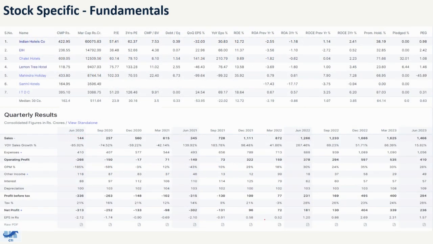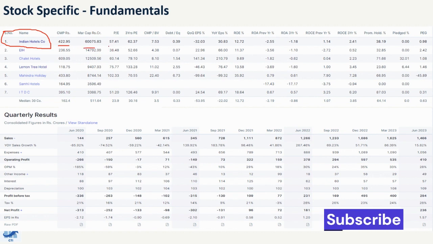So, taking the news into consideration, I studied some stocks and thought it is worthwhile to share them with the viewers. One particular stock, the leader of the pack, is Indian Hotels, the flagship hotel company of the Tata Group. Currently, it is trading at 422 with a market capitalization of 60,000 crores. The P/E of this stock is around 57.4, versus the 3 years average P/E of 62.37.